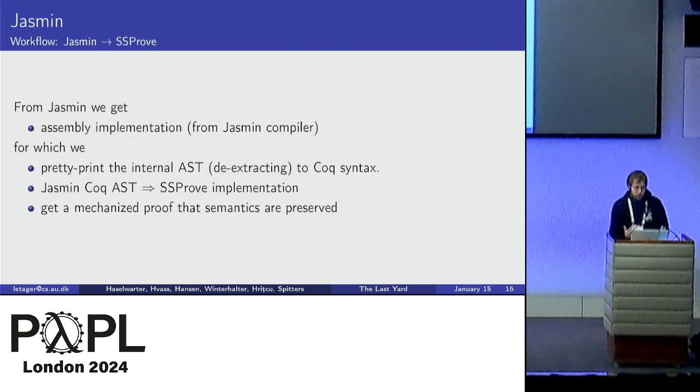For what we actually do in this work, we take the existing compilation to assembly, and then we hook into that, and we do a de-extraction by pretty printing the internal AST into Coq syntax. We then take this AST and translate it to SSProof. And for this translation, we also get a mechanized proof that the semantics are preserved. And the translation is also done automatically.